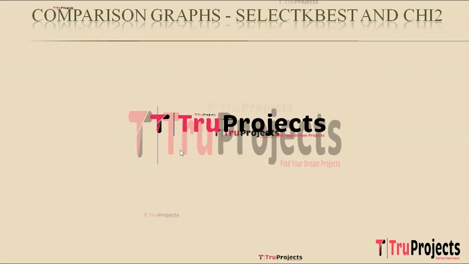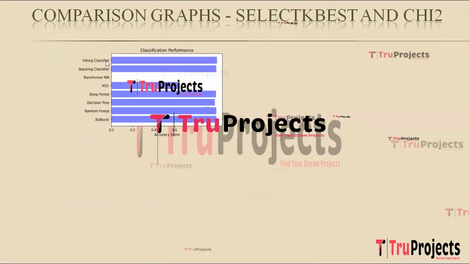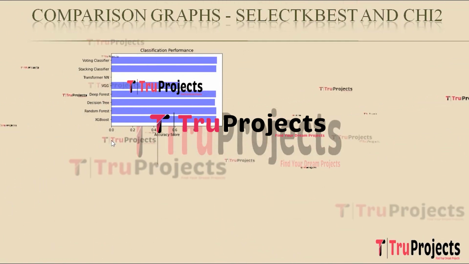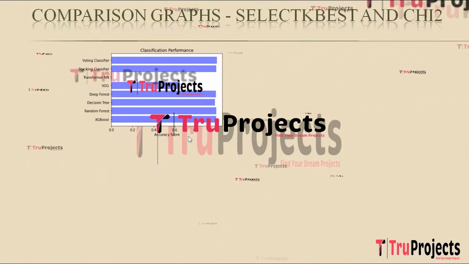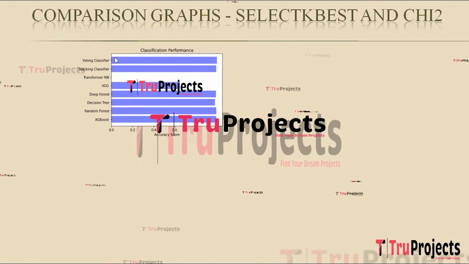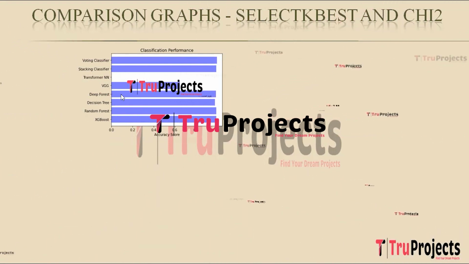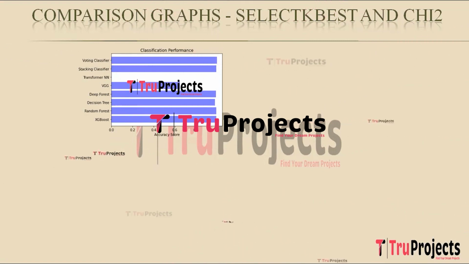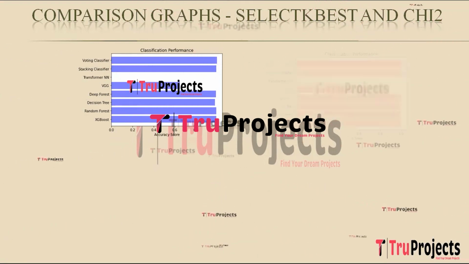Now we'll see the comparison graphs of the algorithms built using select k-best with chi-square feature selection technique. So this is the horizontal bar graph comparing accuracies of different algorithms. In this graph on x-axis I have accuracy scores and on y-axis I have algorithm names. So accuracy measures the overall correctness of predictions, showing the percentage of correctly classified instances.